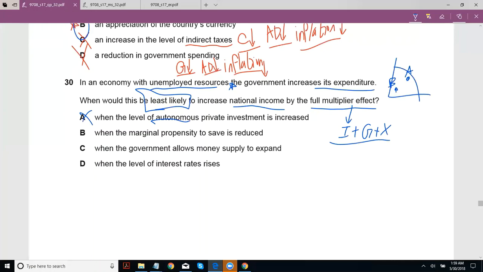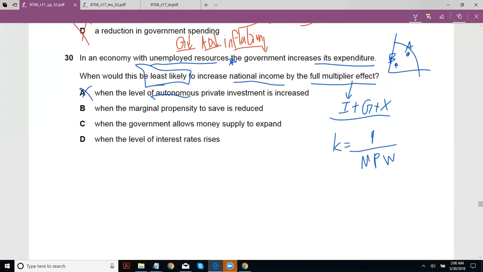When marginal propensity to save is reduced. Again, the multiplier works best when there aren't that many leakages, because the idea of the multiplier is you inject into the economy and that just keeps multiplying in the circular flow of income. When things leak, that hinders the multiplier, because if you think about this, in fact, wait a second. The multiplier k can be 1 upon MPW, your marginal propensity to withdraw.